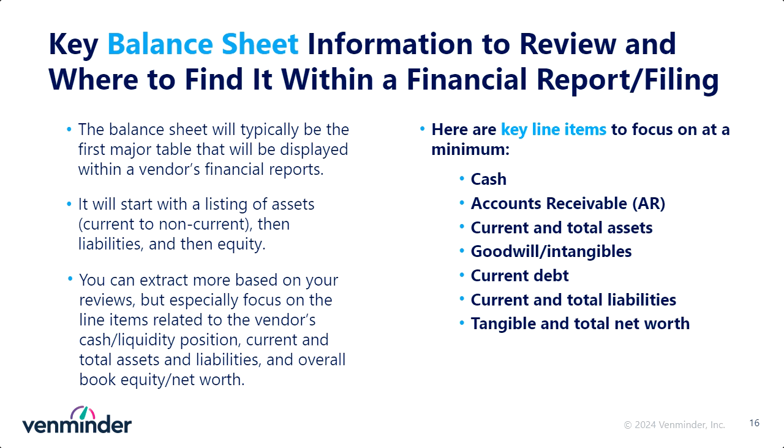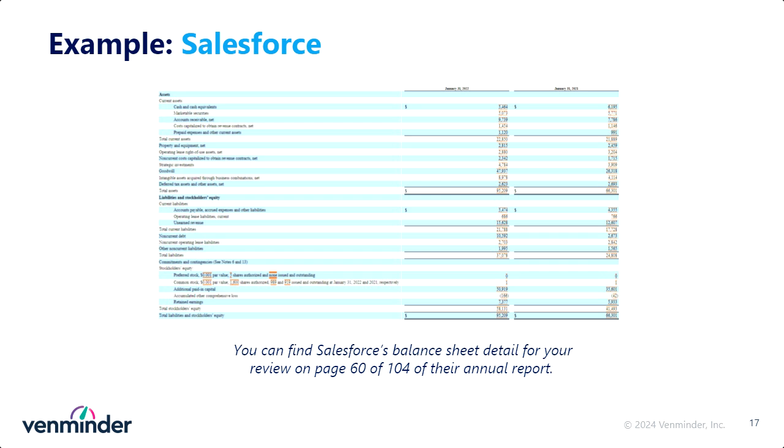So let's carry over the example from Salesforce again, but this time focus on the balance sheet as opposed to the income statement. When you look at Salesforce's last annual report, you'll find that they list their balance sheet detail in a table on page 60 of 104 in their annual report, or their 10-K.